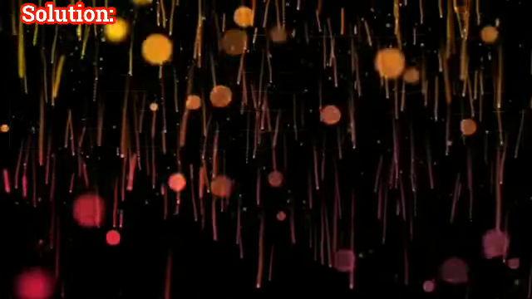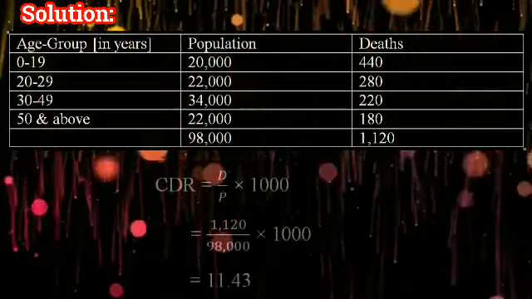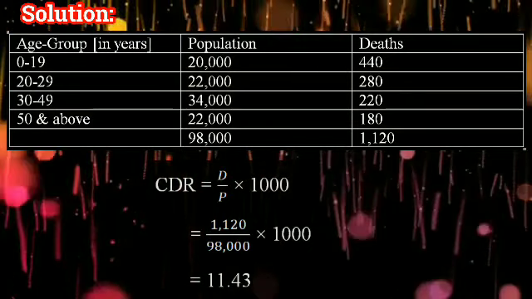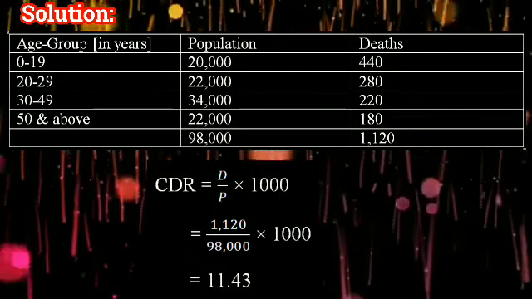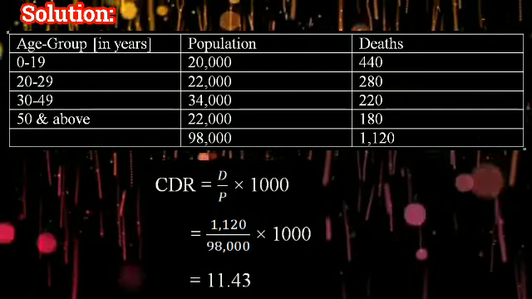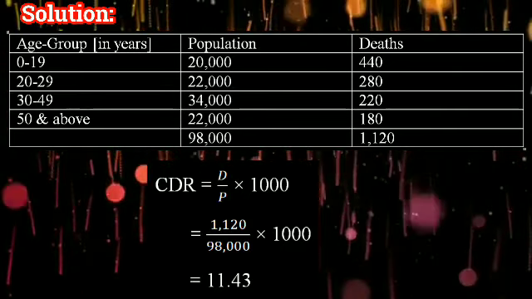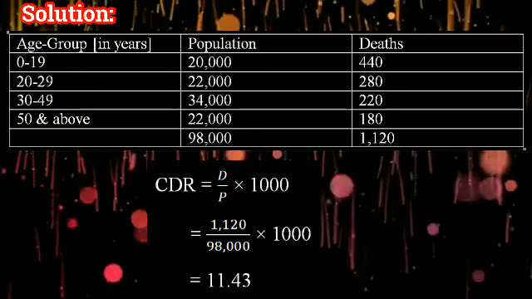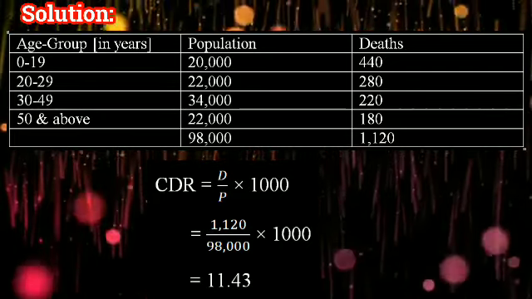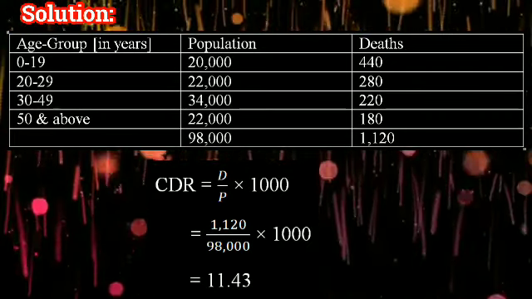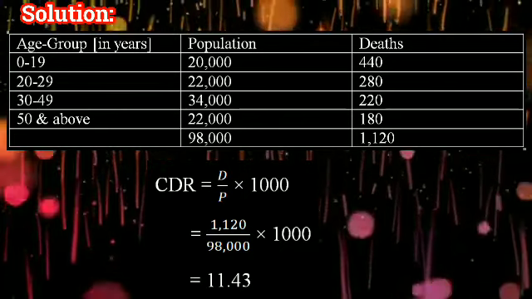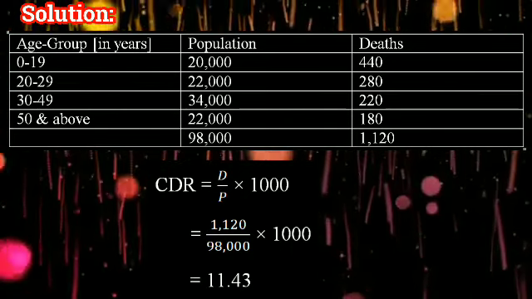After that, write the formula CDR equal to D divided by P multiplied by 1000, which is equal to the total number of deaths in the given question. It is 1120. So 1120 divided by the total population 98,000, which is multiplied by 1000. That is equal to 11.43.